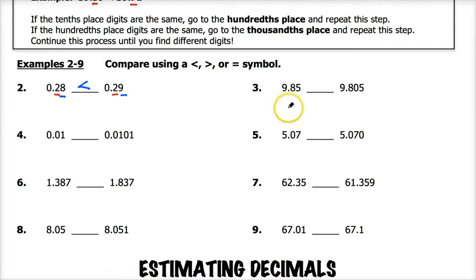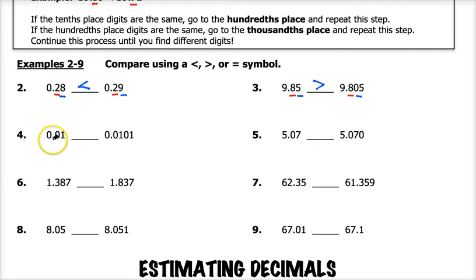Okay, number 3. We have 9.85 comparing it to 9.805. So the whole number parts are the same, 9's. So we'll go to the tenths place. We have an 8 here and an 8 here, so that does no good. Going to the hundredths place, we have a 5 here and a 0 here. 5 is larger than 0, so 9.85 is greater than 9.805.